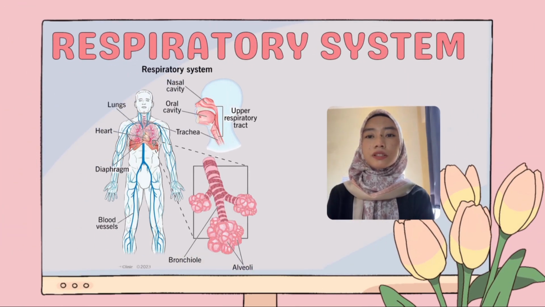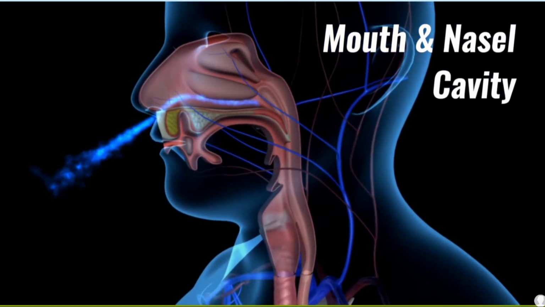Next is the respiratory system, which is made up of the lungs, airways, which are the trachea, bronchi, and bronchioles, diaphragm, larynx, pharynx, nose, and mouth. The main function of the respiratory system is to pull in oxygen for the body cells and to get rid of carbon dioxide, a waste product. It is separated into the upper and lower respiratory tracts.